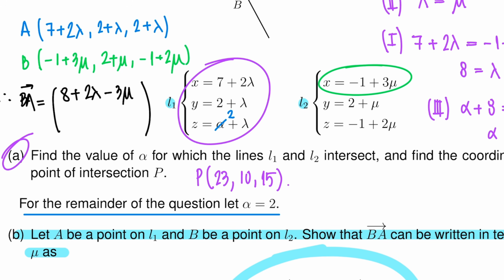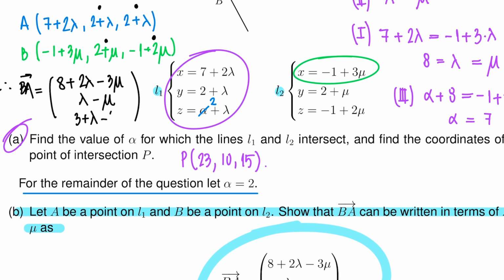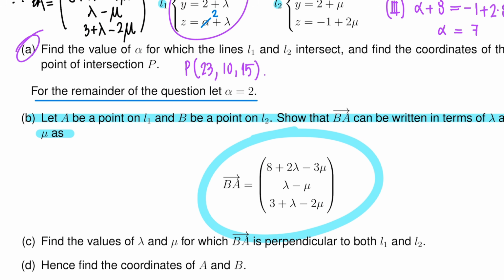Now, if you do the same with this minus this and this minus this, you get lambda minus mu and 3 plus lambda minus 2 mu, which was also given by the exercise. Therefore, we found the vector BA. So this one is done. Let's move to exercise C now.